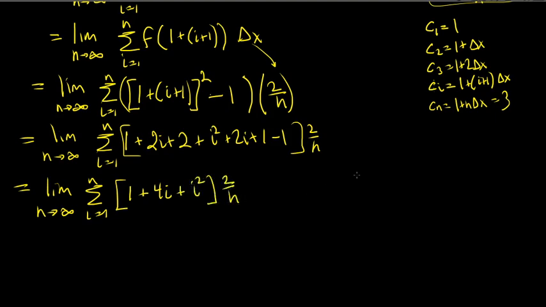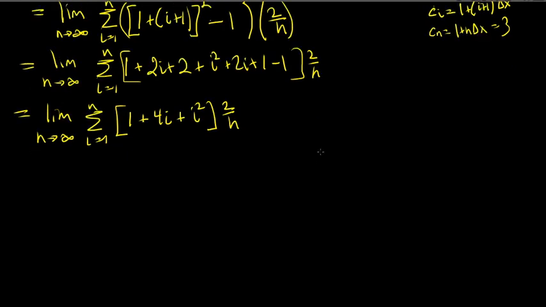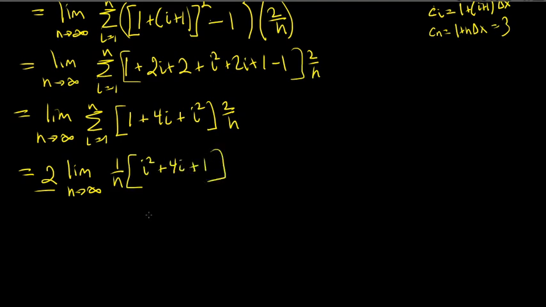times 2 over n. Now the 2 over n can come outside the sum, but not the limit. The 2 can come outside the limit, of course, it's a constant. But when we take the limit as n goes to infinity, you can't have the n on the outside of the limit. So we'll just say this is 1 over n times, and let me just switch the order here, i squared plus 4i plus 1. So this is just 2 over 1 here. I don't need that.